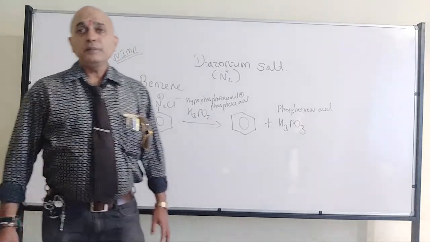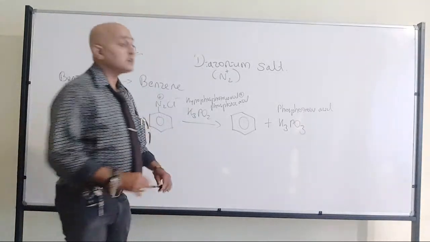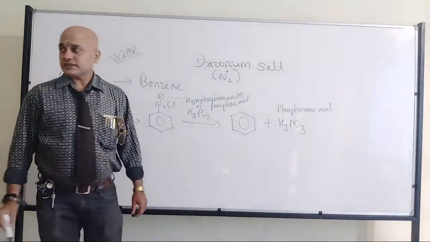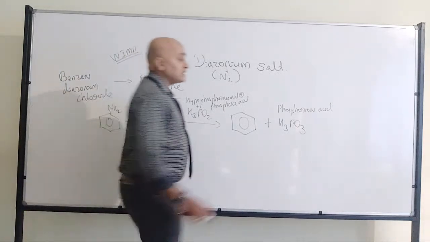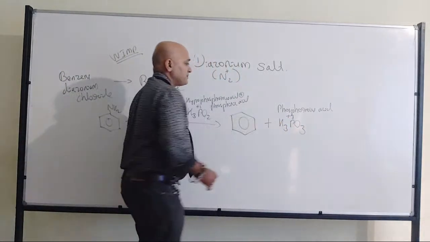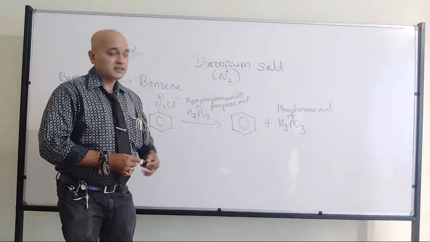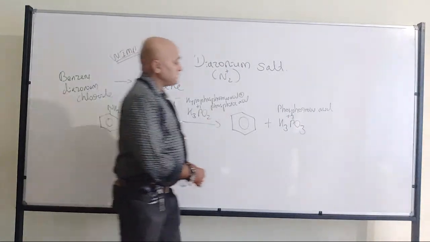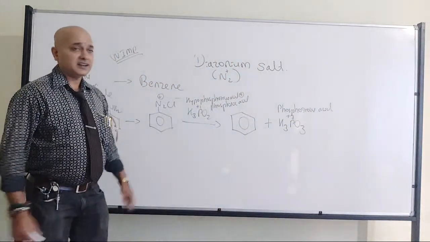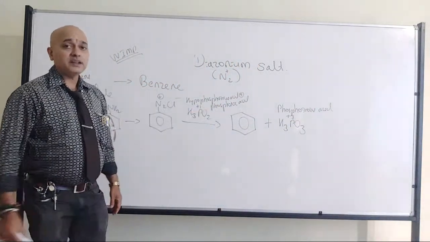Minus 4 plus 3, it should be plus 1. What is the oxidation state of phosphorus? It is plus 3, because 3 twos are minus 6 and plus 3, right? That minus 6 will go to that side. So that's where we have the plus 3.